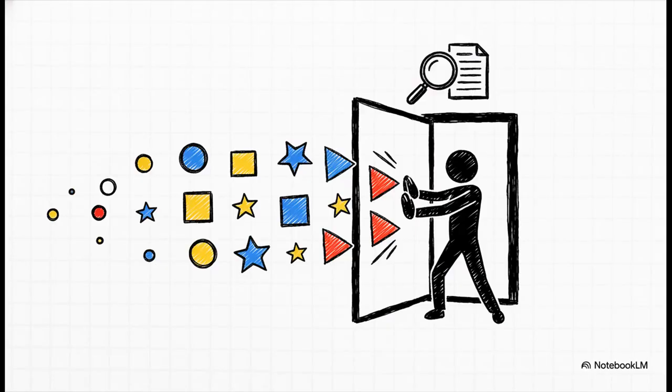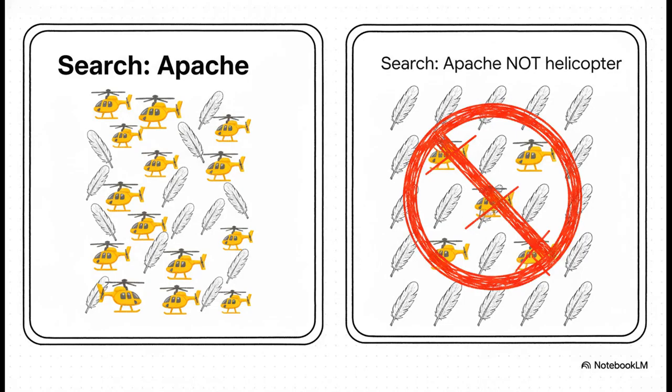Next up is NOT. I like to think of this one as a bouncer at a club. Its whole job is to keep specific, unwanted words out of your search results. It just cleans everything up for you. And this is a perfect example. Let's say you're researching the Apache people, but your results are totally flooded with stuff about the attack helicopter. You just add NOT helicopter. And just like that, problem solved. You've immediately kicked out all of that irrelevant noise.